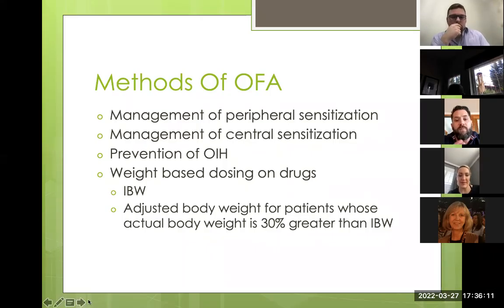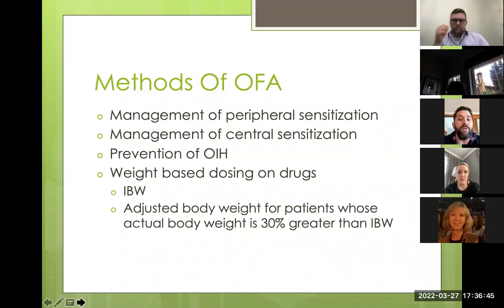So when we're doing opiate-free anesthesia, like I mentioned before, we want to manage peripheral sensitization and central sensitization. The goal is to prevent opiate-induced hyperalgesia, so our opiates are going to be more effective if needed in recovery. When you do opiate-free anesthesia, it's very important to use weight-based dosing on your drugs. You don't want to give too much dexmedetomidine, too much magnesium, too much ketamine, because that's going to cause the patient to be sleepy in recovery. You could have some blood pressure issues.